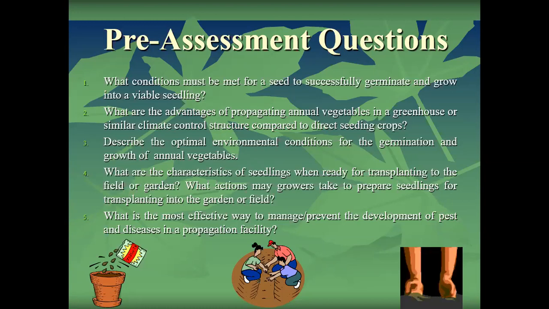All right. The third thing we want to be able to do is to describe the optimal environmental conditions for the germination and growth of annual vegetables. What are the characteristics of seedlings when ready for transplanting to the field or the garden? And what are some of the actions growers may take to prepare seedlings for transplanting into the field? All right, that whole concept of acclimatization or acclimation, as some books will refer to it, or what you all know as hardening. And what is the most effective way to manage or prevent the development of pests and diseases in propagation facilities?